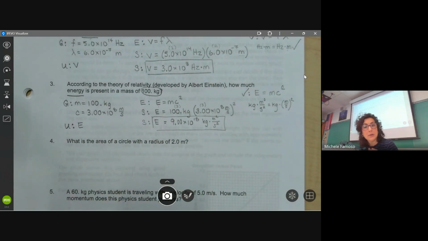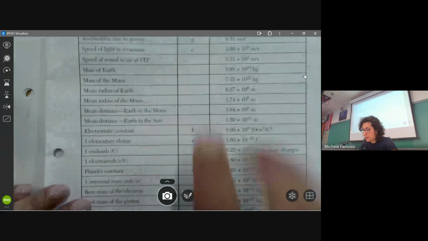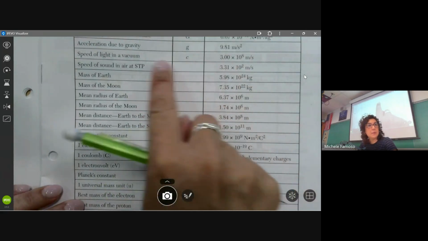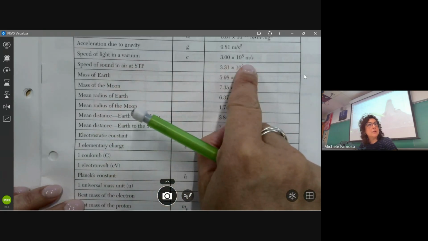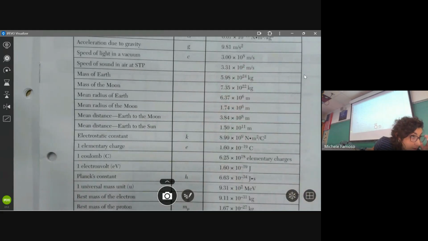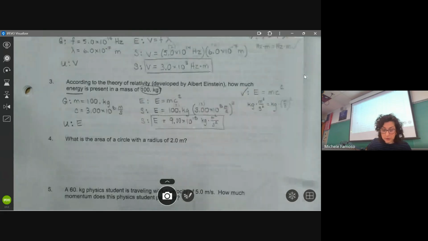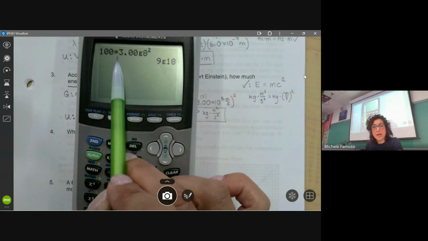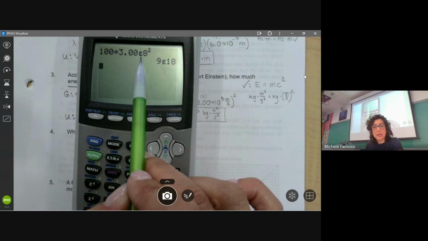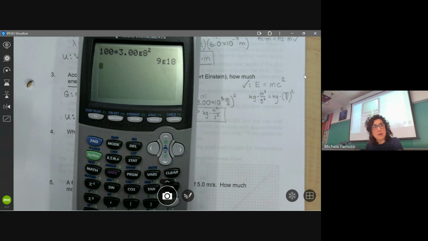Khalees? The c came from here on page 1 of my reference table. Speed of light in a vacuum, given to us right here. Okay, so did you forget the square at the end? So you should have typed it in like this, 100 times 3.00 E8 with the square at the end. Is that what you did?